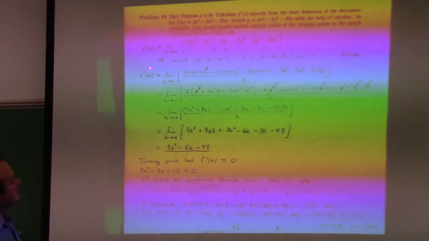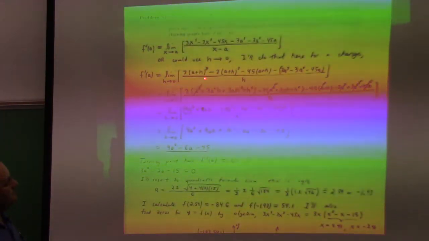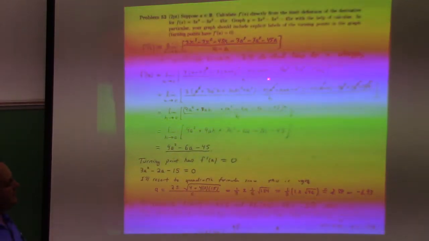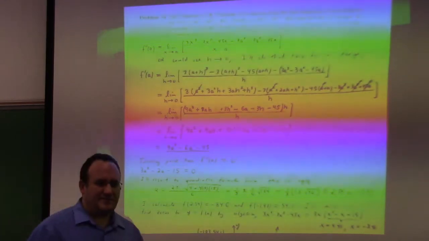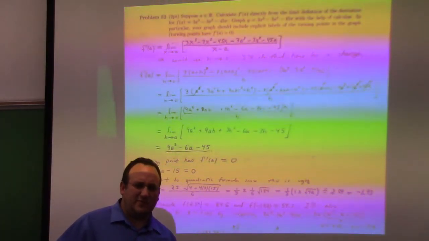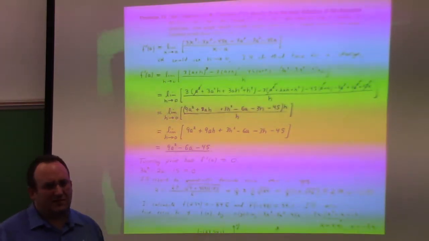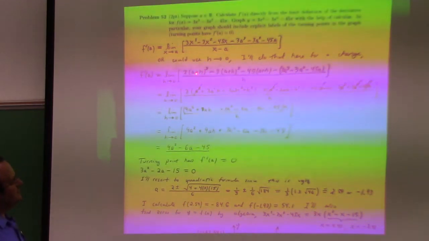So h goes to 0, f of a plus h minus f of a. And that works out better this time, I think, because the previous one was quadratic, so it's easy to see how to factor. This one's cubic, so I'd have to factor a cubic. There are special form trinomials that could work for you, but it's just easier to do the h goes to 0 approach. And so there it is.